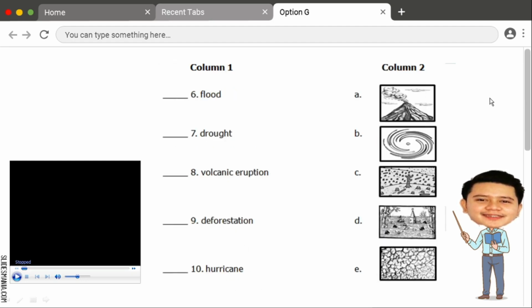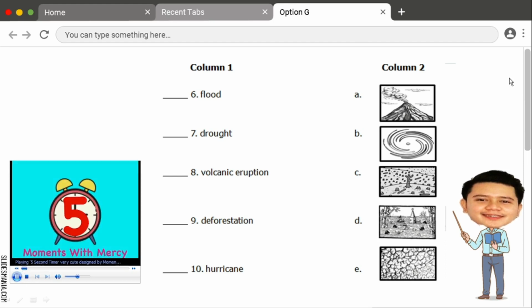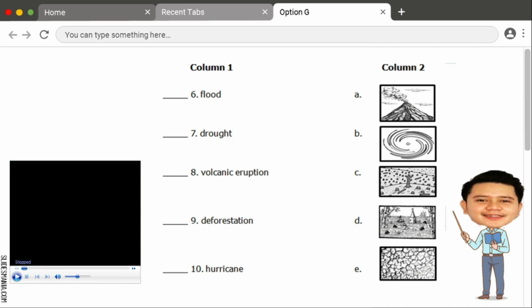Okay, next, 6 to 10. Number 6 we have flood. What do you think is the answer here in column 2? 5 seconds starts now. Okay, the correct answer is letter D. Look at the house. This is an example of a flood. Next, drought. Okay, 5 seconds.